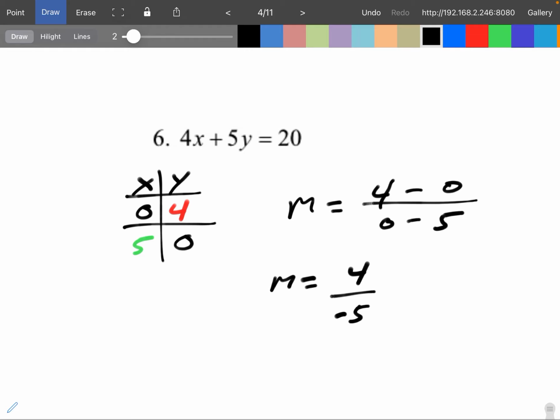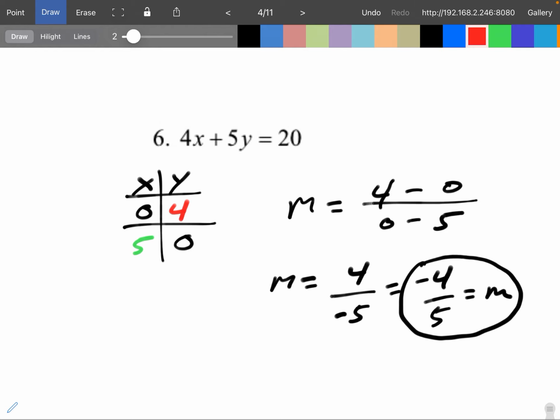All right, now we're going to do our slope. M stands for slope. We're going to do our fraction bar, put our subtractions in there. What are our y values? 4 and 0. What are our x values? So then we get our slope is 4 minus 0 is 4. 0 minus 5 is -5. That one does not reduce, but we want to put that negative in the numerator, right? So it's going to be -4 over 5. So that's our slope.